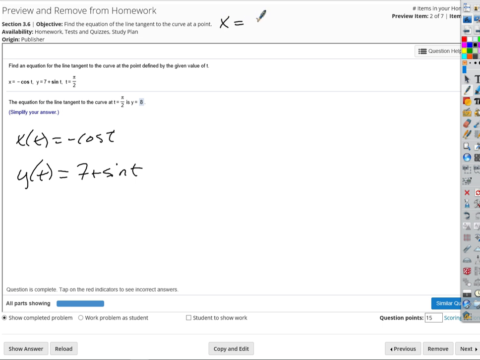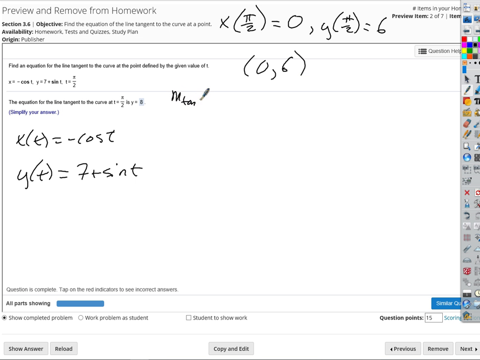x is just equal to, well, we're just going to evaluate x at pi halves. What's x of pi halves? What's that going to give us? That's going to be 0, right? Y at pi halves is 7 plus negative 1, so 6. So the point of tangency is just going to be 0, 6. Right? Now we need to know the slope of the tangent line, though.